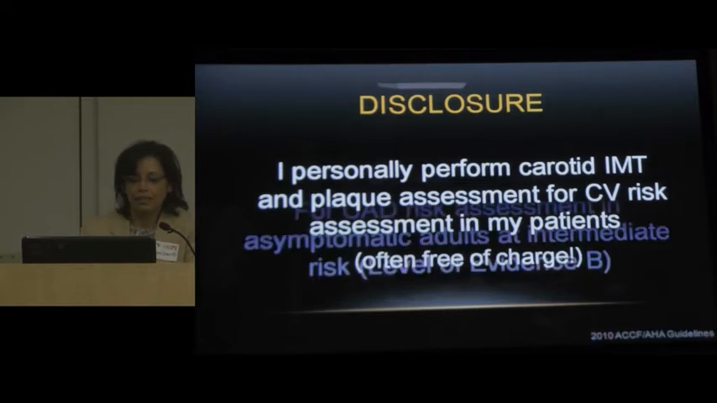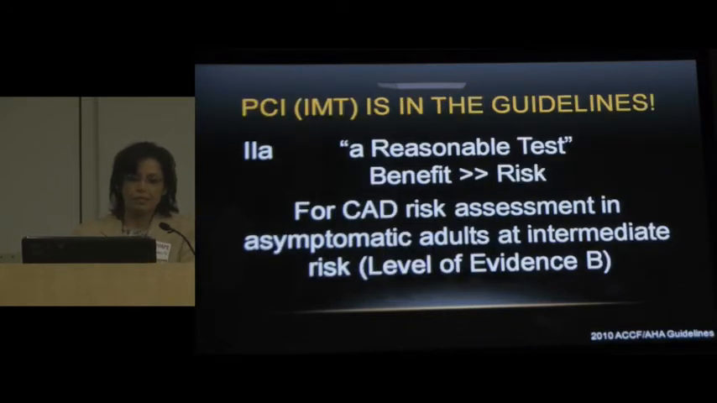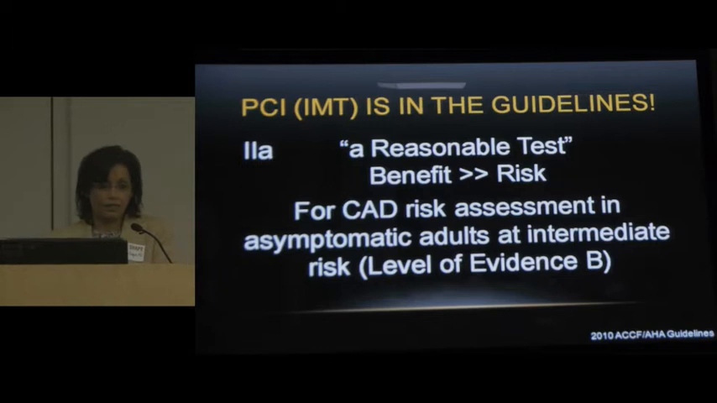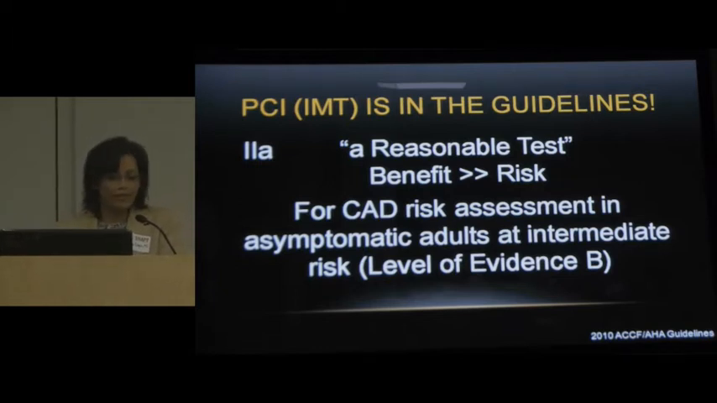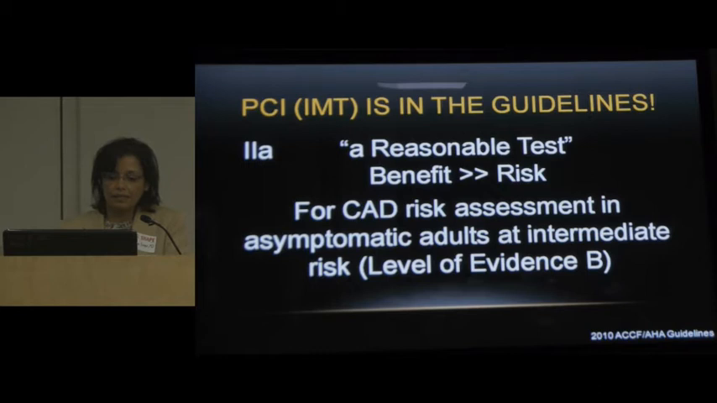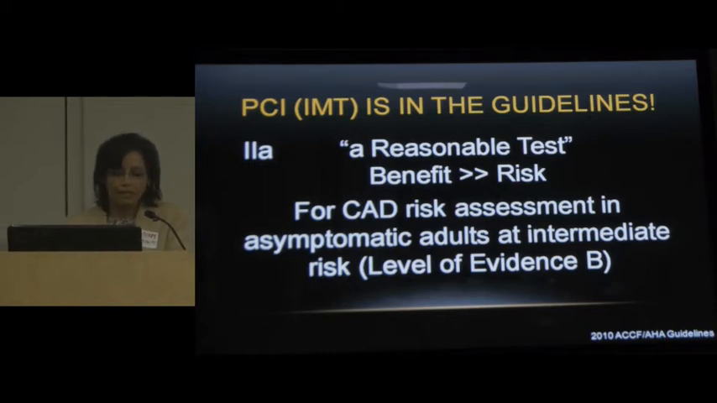As Matt Budoff mentioned earlier, coronary calcium has gotten a class 2A indication, and similar to coronary calcium in the new ACC AHA 2010 guidelines, carotid IMT has also received a class 2A indication, class 2A meaning a reasonable test where benefits are greater than the risk. And this is in patients who are asymptomatic and at intermediate risk of coronary disease, and the level of evidence is considered B, even though there are tons of studies, but you will understand why it was given a level of evidence B based on the data that we're just going to discuss.